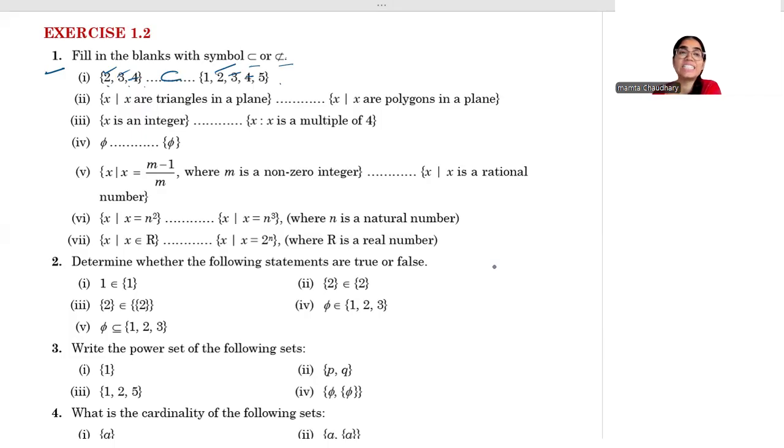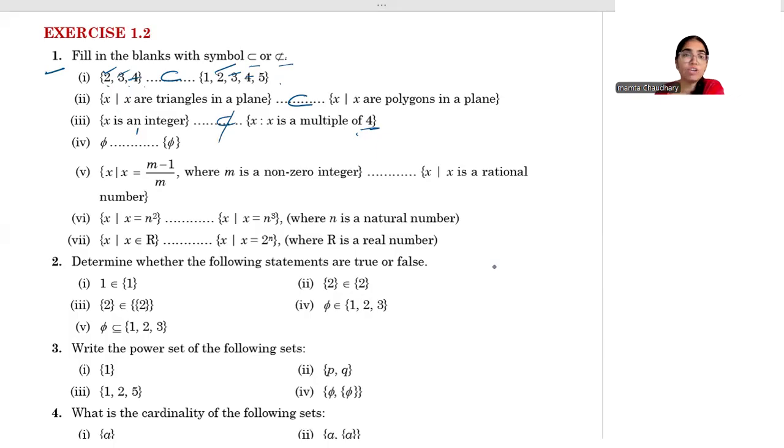Next, X such that X are triangles in a plane. So all the triangles are polygons, we know. So yes, it is a subset of a set where X are the polygons. Now, X is an integer, so it can be 1, 2, 3, 4, 5, 6, 7, 8, 9, 10, anything, positive or negative. And X is a multiple of 4. It takes only 4, 8. It means if we take X as integer 1, then 1 is not there. So it is not the subset.